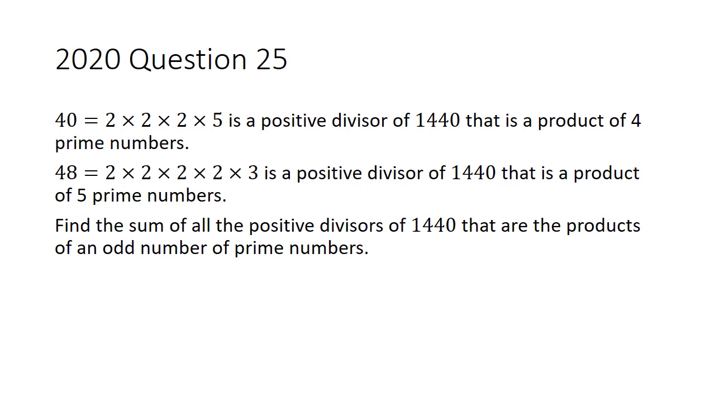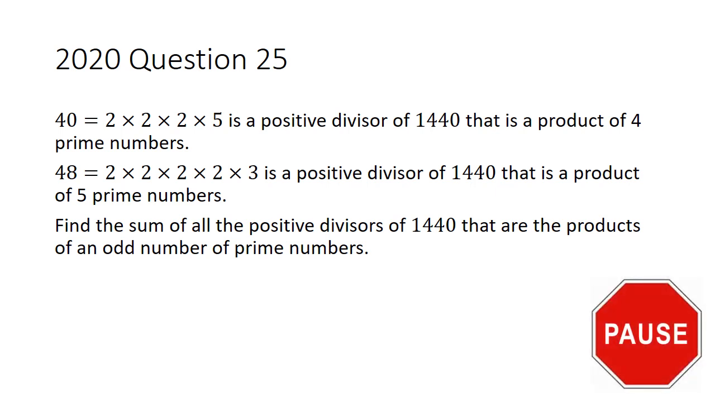We want in this question to find the sum of all positive divisors of 1440 that are the products of an odd number of prime numbers. That means 40 isn't good because 4 is an even number, but 48 is a number that we want to find because it comprises of 5, an odd number of prime numbers. So we want the sum of all such divisors. So pause the video here, give this question a good try.